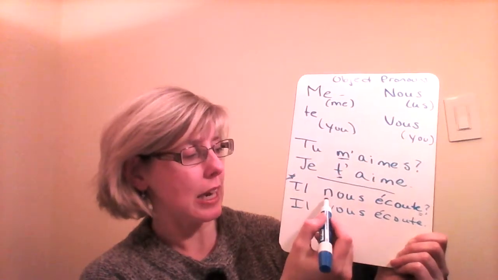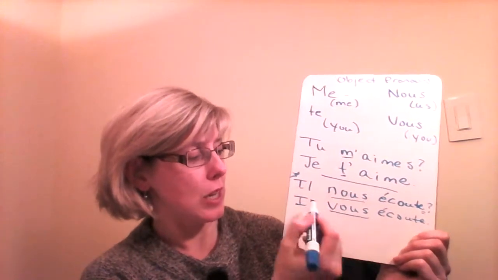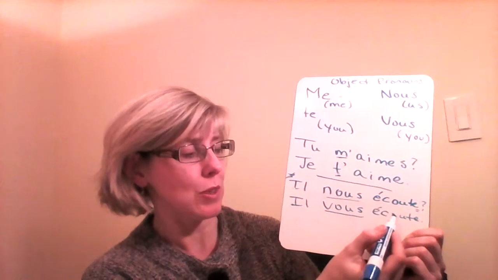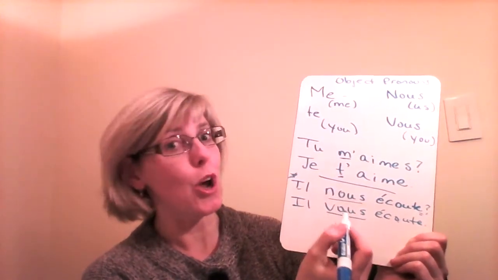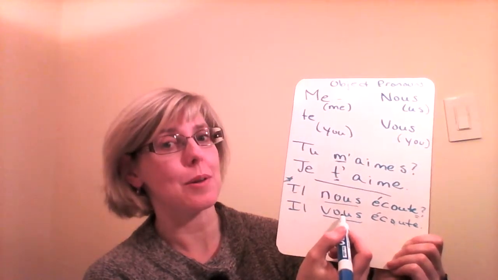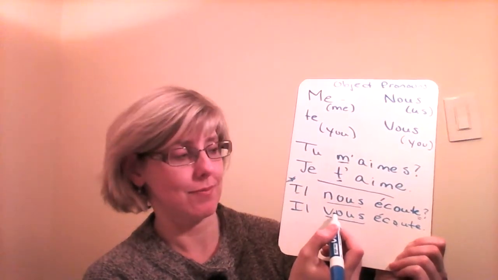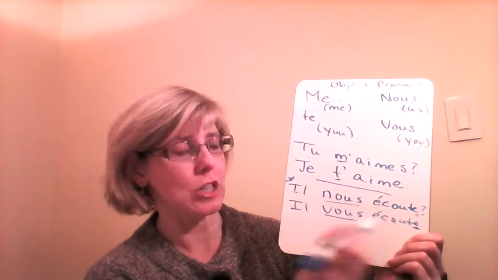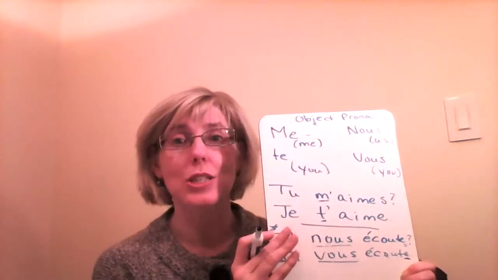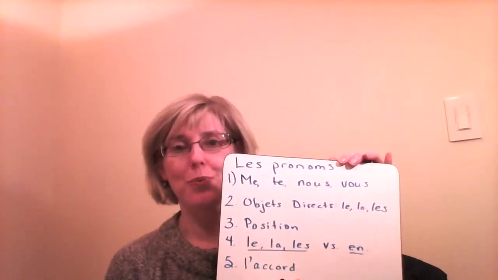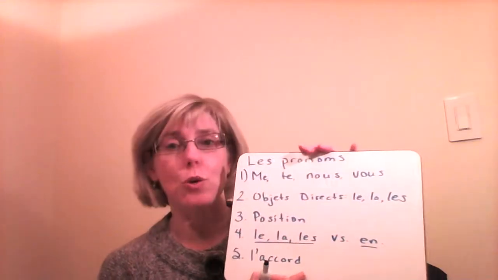So you want to be really careful and notice that when the verb does not match the vous, then you know that vous is not acting as a subject, it's acting as an object. Okay, so be careful with that. Watch out for the endings, that they don't match the object. Bon. Okay, so that's quickly me, te, nous, vous. All right, now let's talk about les objets directs.